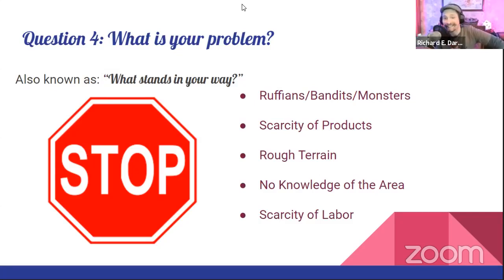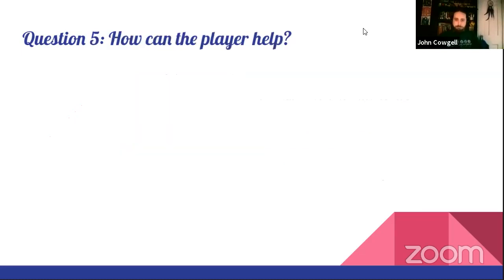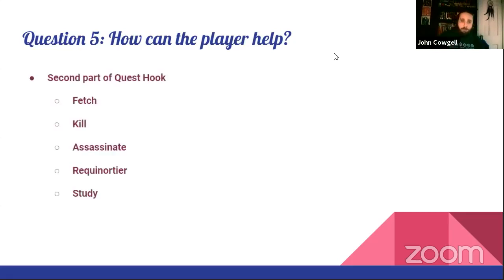I feel like that is a perfect segue into question 5, because now we're talking about plot hooks, quest hooks. How can the player help? This is your ultimate ending for quest hooks, because 3, 4, and 5 are the quest hook questions. This is how you get the payoff. This is where they give you the quest.